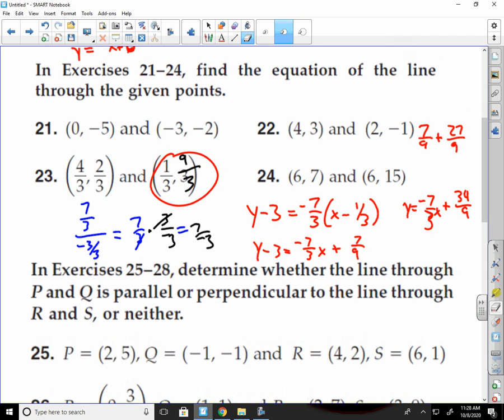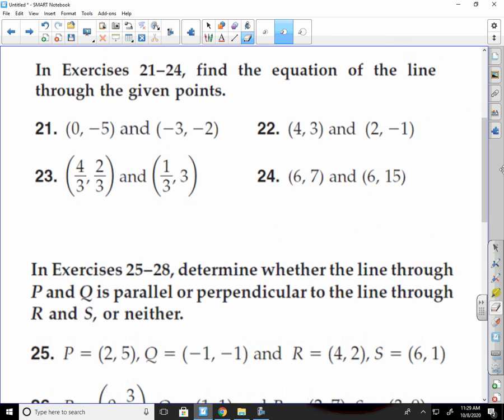Number 24. 15 minus 7 is 8. 6 minus 6 is 0. Now I have a 0 in the denominator, so this is undefined. It tells me this is a vertical line. And my equation is going to be x equals 6. It's a vertical line. That's all you have to write.